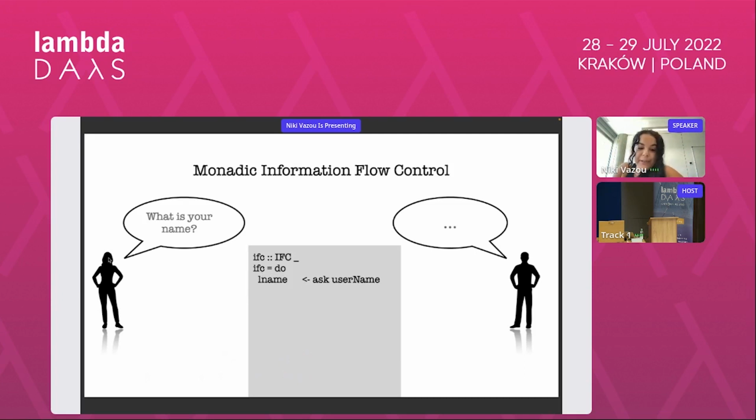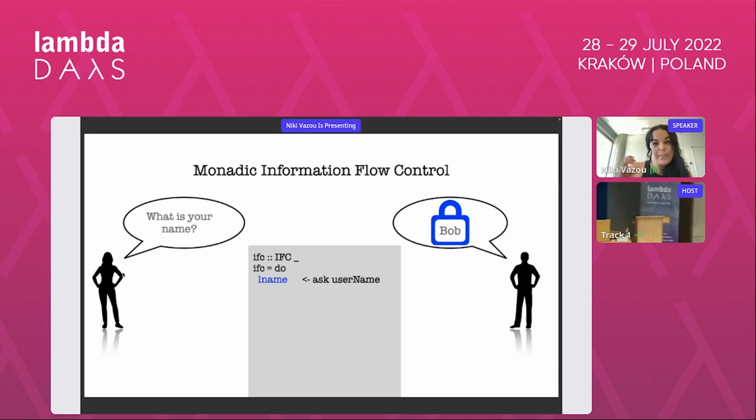So here on the left, I have a monadic computation. It is IFC, for information flow control. And on the right, I have a user, and the user has some sensitive data that IFC wants to access, but with control, right? So the dialog starts by IFC asking, what is your name? And the user is responding his name, Bob, but this information is locked using this blue lock. So the IFC gets the name, but it is locked, so it cannot really go and access the name.